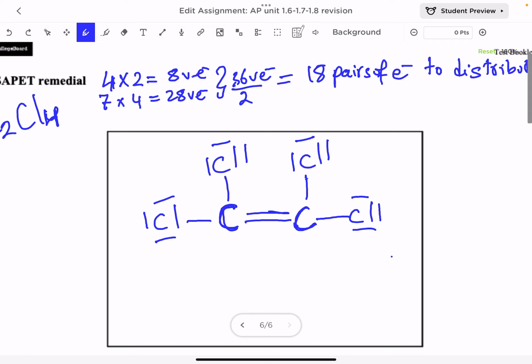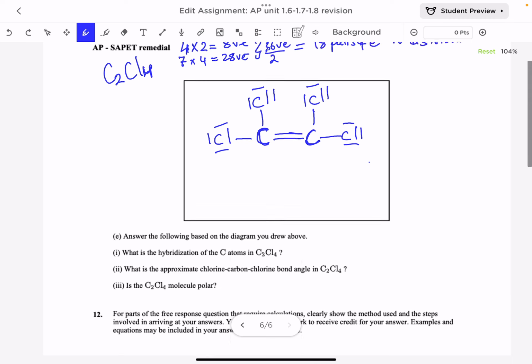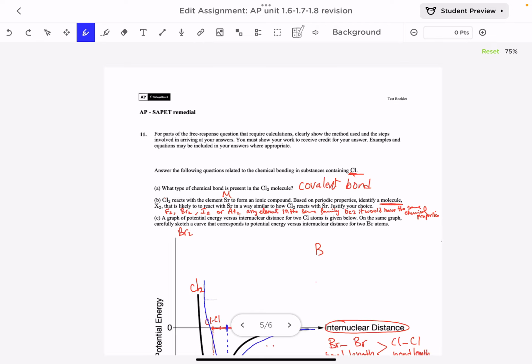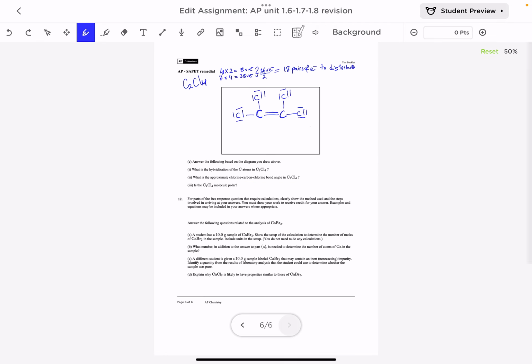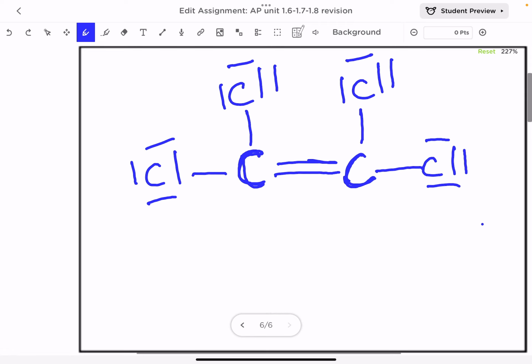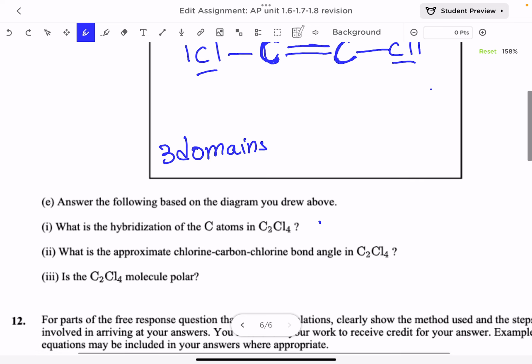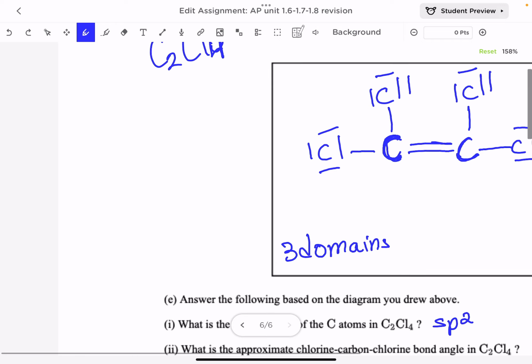Moving on to the next question. Answer the following based on the diagram you drew above. Let me just double check one thing. They asked for Lewis, yes, and this is a Lewis diagram. What is the hybridization of C in the atom? Okay, let's look at the hybridization type. Every carbon here has 3 domains, and the hybridization type is sp2.